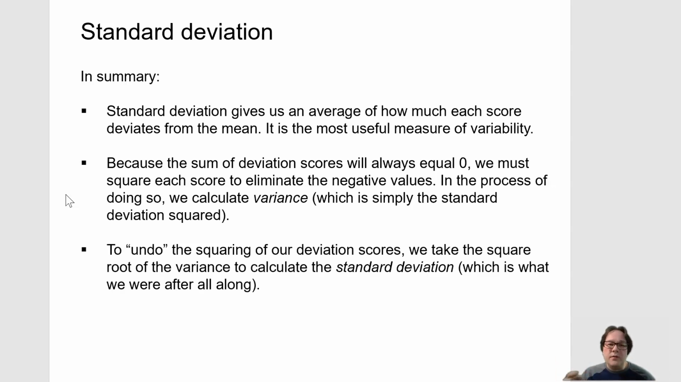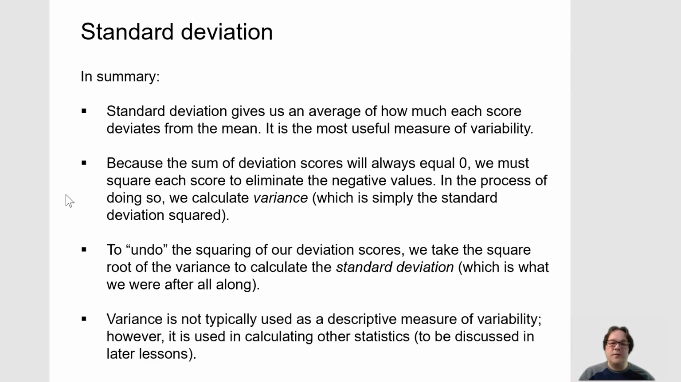To undo the squaring of our deviation scores, because we only squared them to get rid of those negative values, we take the square root of the variance to calculate standard deviation, which is what we wanted all along. Okay? Again, variance is not typically used as a descriptive statistic of variability. However, it is used in calculating other statistics that we will discuss later on in the semester.